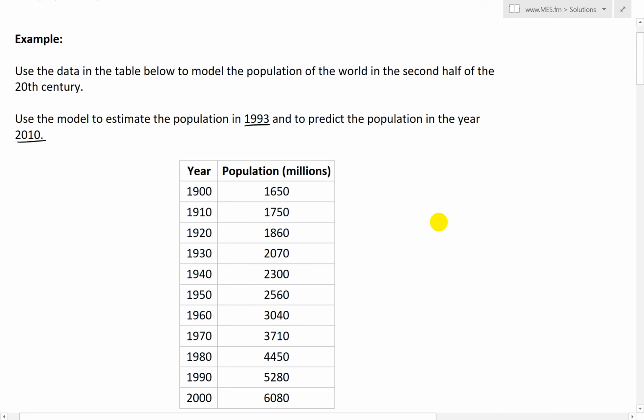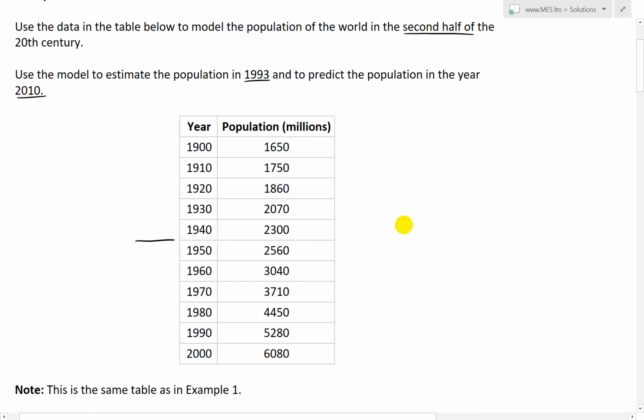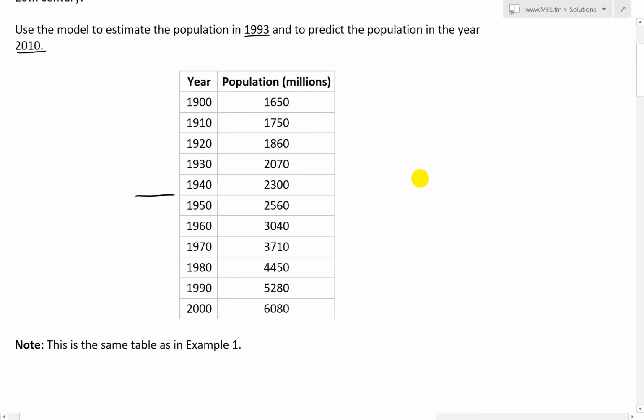So we're asked for the second half of the 20th century. And the 20th century is from 1900 to 2000. So we want the second half, split this in two. So from here onwards, from 1950 to 2000, so basically model the second half of it.